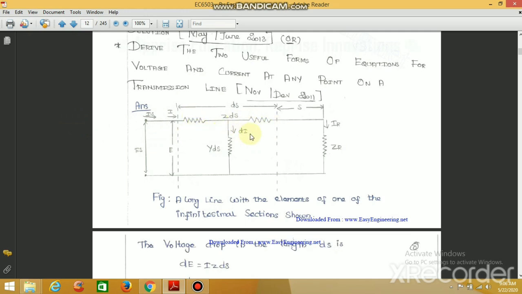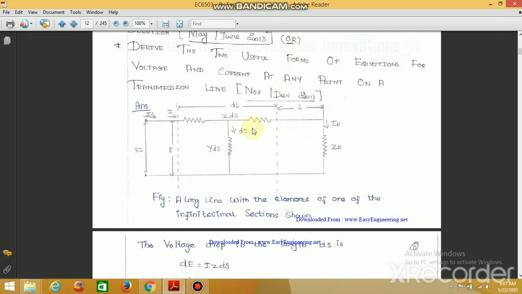So a complete transmission line will be made up of an infinite number of T sections. This is a T section, and the transmission line, which is considered to be infinite, will have several of these T sections, and the length of each T section is denoted as either ds or dx. We are considering only one T section here, but an infinite transmission line consists of several other T sections, and each T section length will be dx.